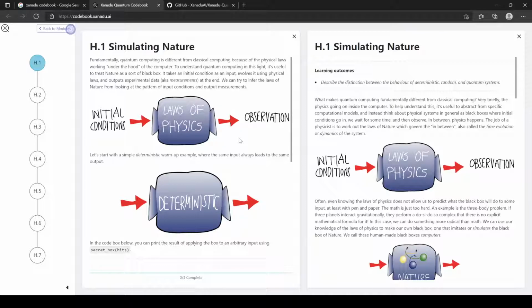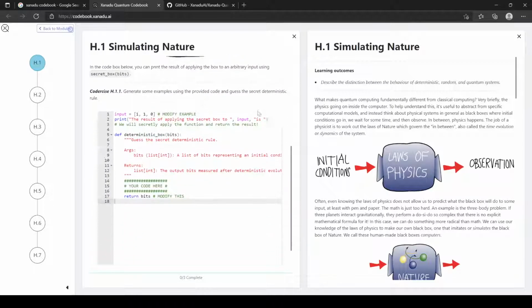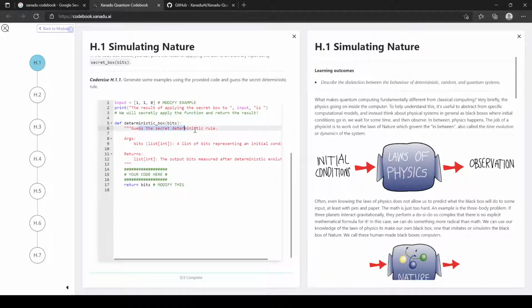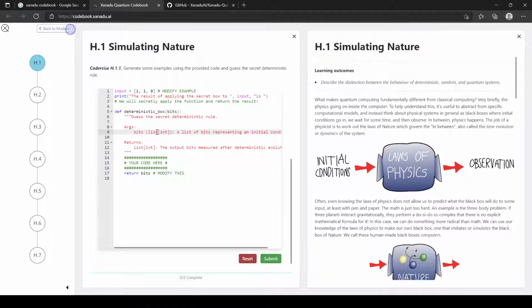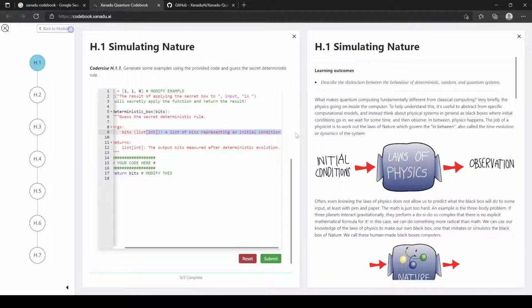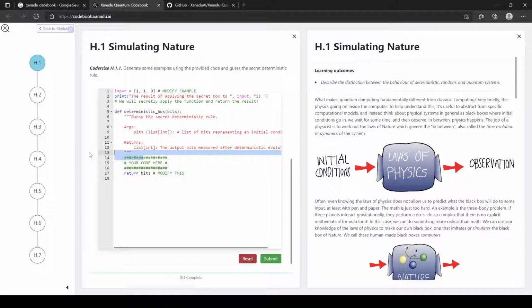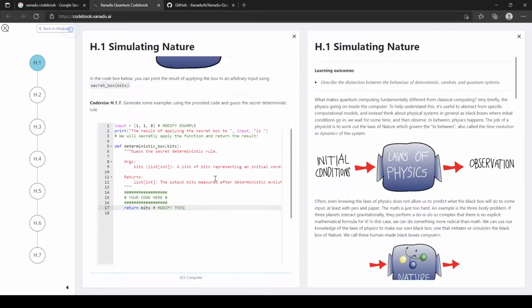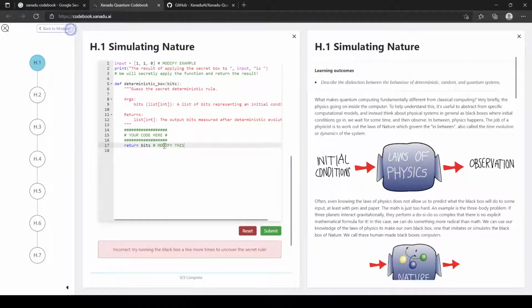All right. Simulating nature. What are we doing here? Generate some examples. Guess the secret deterministic rule. Input. Okay. It's a list of bits representing an initial condition. The outputs after a deterministic evolution. All right, let's just do, I don't know, maybe it's going to rotate all of them by one.